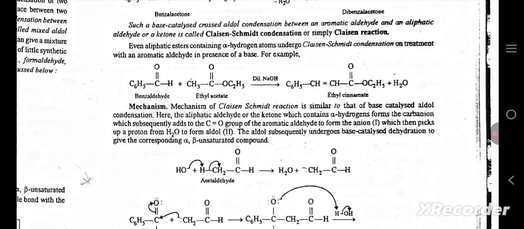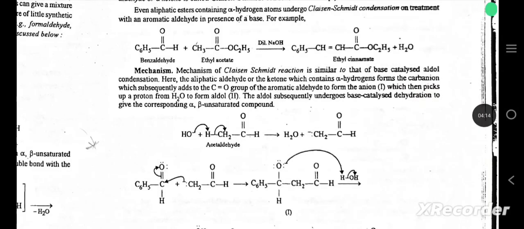Even aliphatic esters containing alpha hydrogen atoms undergo Claisen-Schmidt condensation on treatment with an aromatic aldehyde in presence of a base, for example. Mechanism of Claisen-Schmidt reaction is similar to that of base catalyzed aldol condensation.